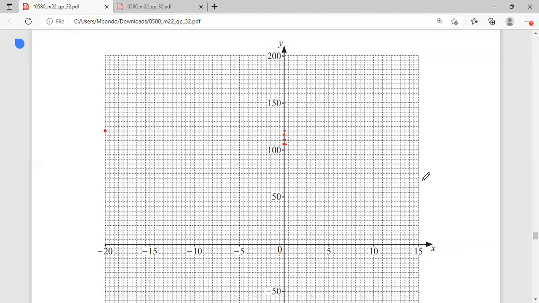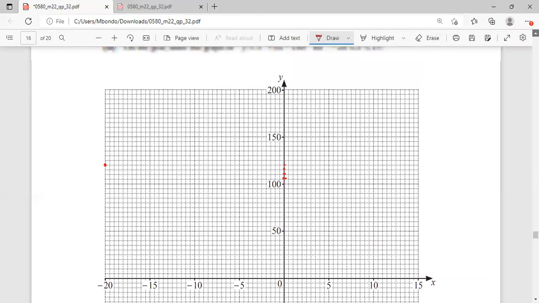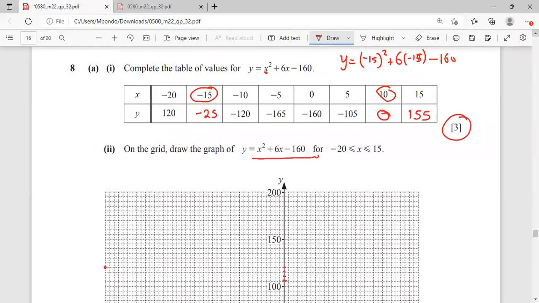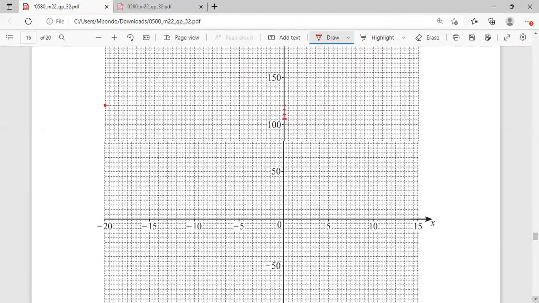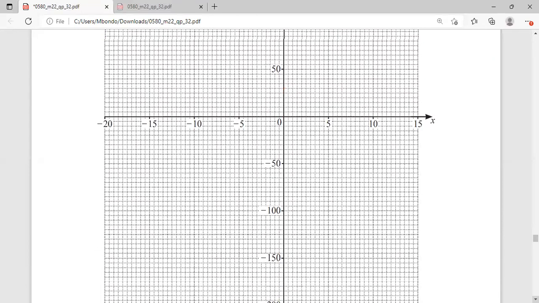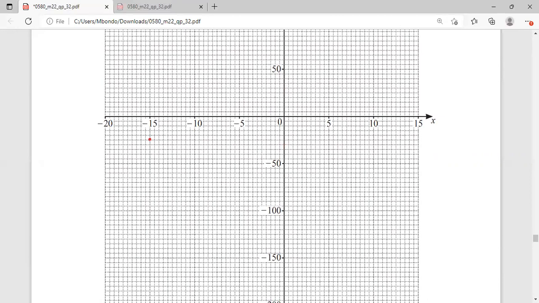I've done that one. The next one is negative 15, comma, negative 25. So again, this is going to be 5, 10, 15, 20, 25. It's supposed to be this point here. All right.